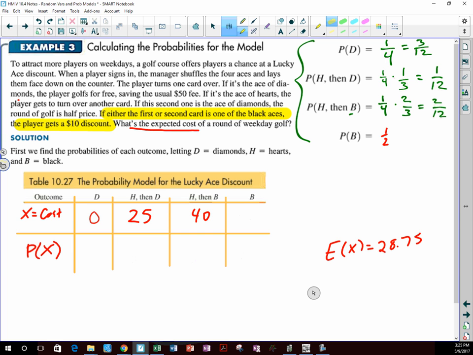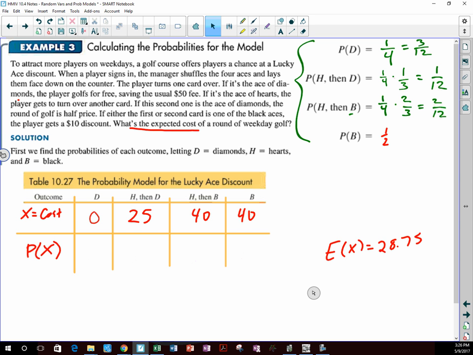And then it says, oh no, I'm sorry, that's not the right one. Oh, it says if it's the ace of hearts, the player gets turned over to, yeah, it was that scenario. So that was $40 there. So if it's either of the blacks, or if they get a black to start with, then you have your $40, your $10 discount.